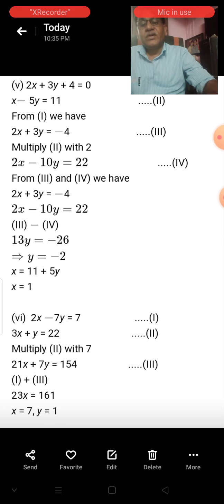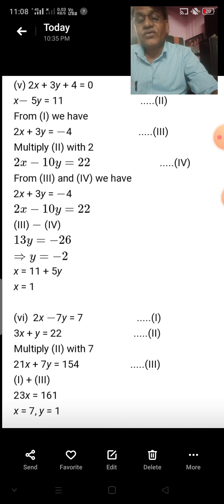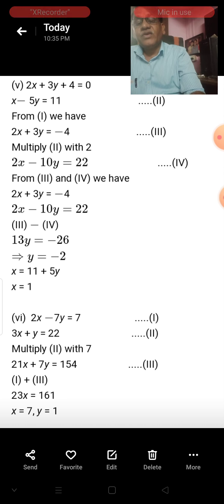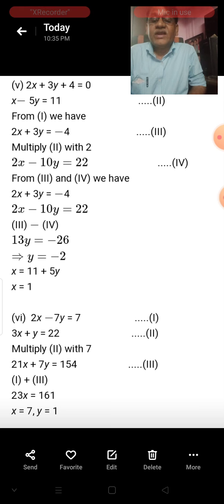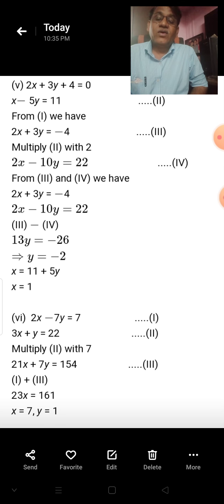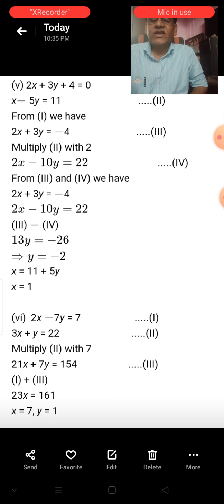Now question number 6. In question number 6 also, 2x minus 7y is equal to 7, this is the first equation, and 3x plus y is equal to 22, it is the second equation. Now multiply equation number 2 with 7. Why do you multiply equation 2 with 7? See, there is 2x minus 7y in the first, and in the second 3x plus y, means you have to equalize the value of y. Therefore you multiply the second equation by 7.